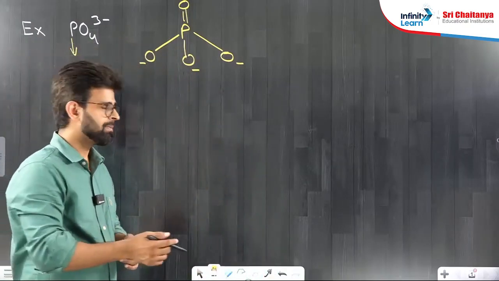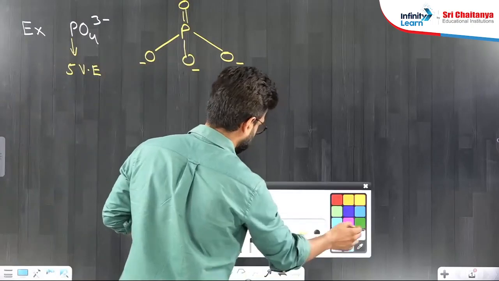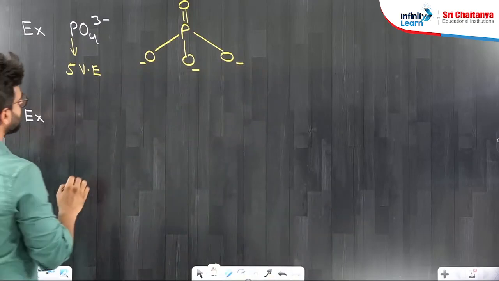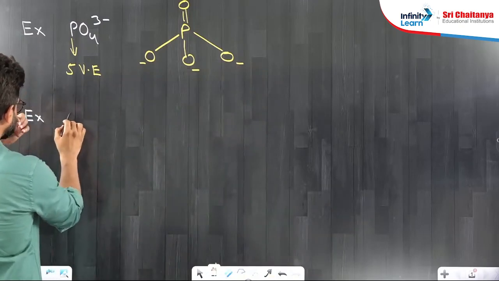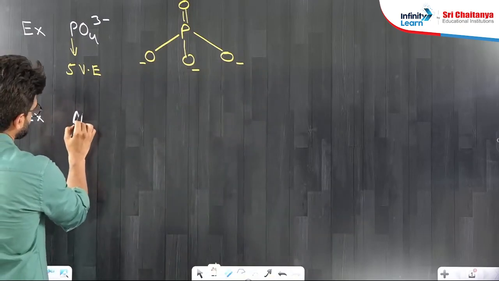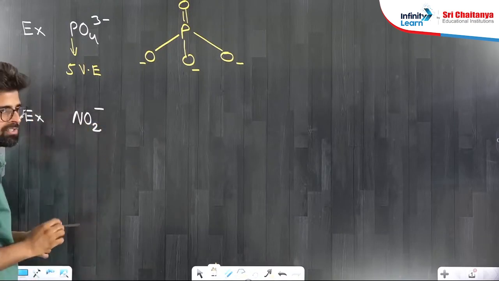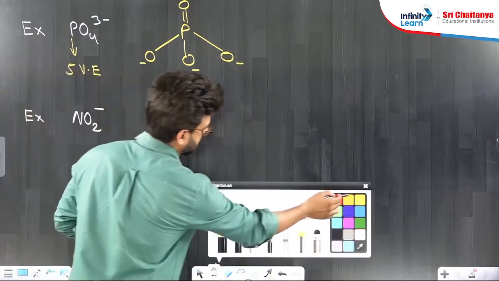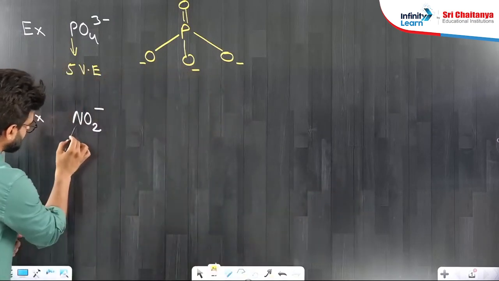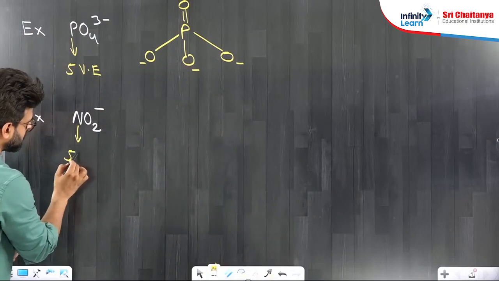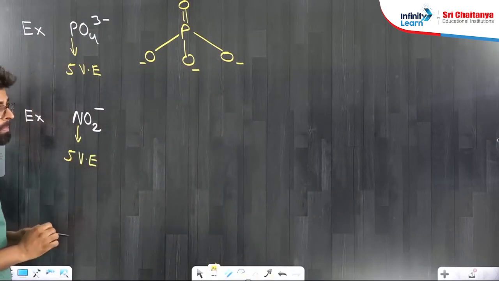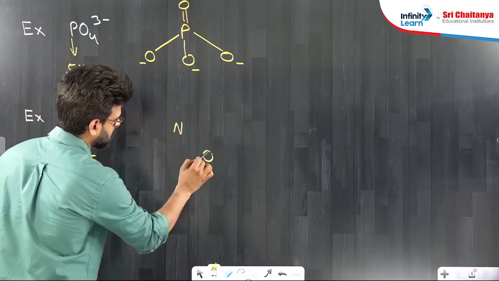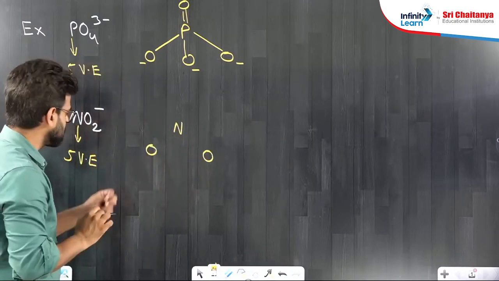Clear, right? Similarly, we can take one more example. Next one, imagine we have here NO2 negative, the nitrite ion. So again, the same way we have to move. Nitrogen here has 5 valence electrons, belonging to the 15th group. So write the nitrogen first, right? And now I am writing oxygen and oxygen. You see NO2 negative.